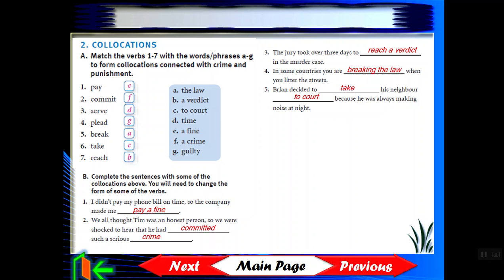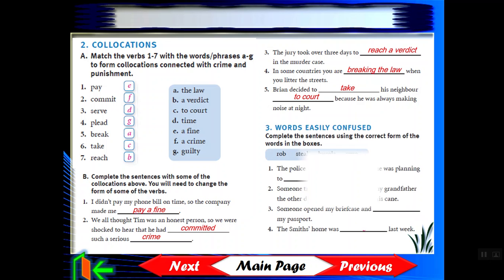Let's go to the next exercise on the same page. Here it is about words easily confused. كلمات من السهل أن تربكك أو تشوش المعنى. They are close. Some people like us, beginners in English, don't know which verb to use. So look at these sentences and you're going to choose rob, steal, burgle, or mug.